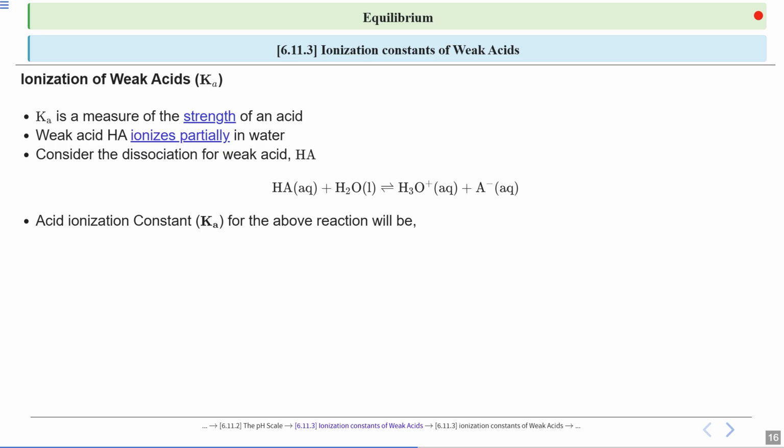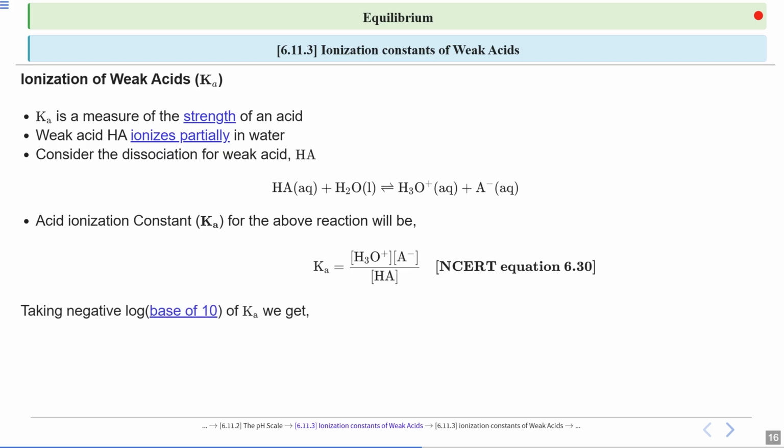Yes, it's very simple. How do we write it? We simply take the concentration of the products divided by the concentration of the acid. Now you will ask me, why am I not considering the H2O? Because H2O is something which is constant. So therefore, we are multiplying this equilibrium constant Kc for this equation with H2O to give this Ka. Further, again we take the negative log base 10 to define our p term for Ka, which is pKa equals minus log Ka.